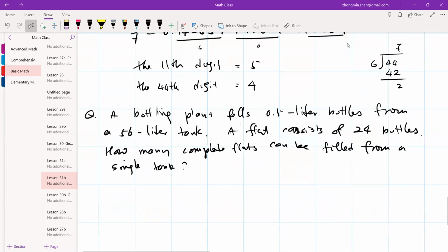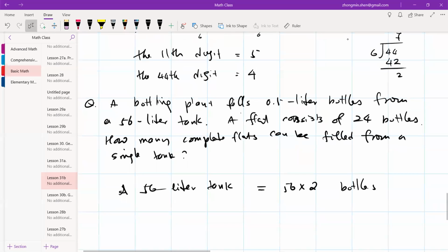Let's understand the problem. You see, a 56 liter tank, how many bottles are you going to get, right? The bottles are 0.5 liter, so for a 56 liter tank, because you divide by 1/2, it's going to be 56 times 2, right? Bottles. Okay. So this is a number. Then you know that a flat consists of 24 bottles. All you have to do is divide by 24.